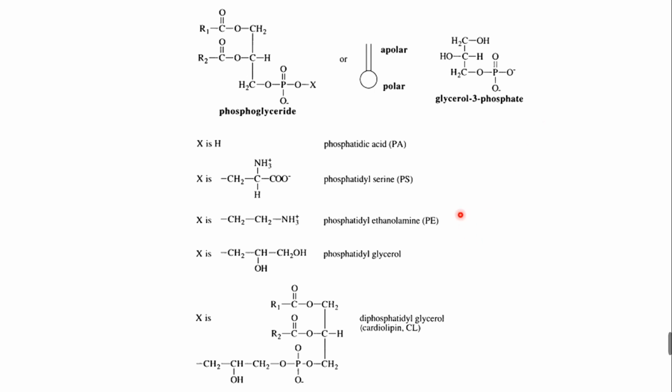Just have a look. We have so many different types of phospholipids: phosphatidyl serine, phosphatidyl ethanolamine, phosphatidyl glycerol, and cardiolipin. And the basic fragment is phosphatidic acid. This is phosphatidic acid, and in the place of X, if it is hydrogen, that is phosphatidic acid. So this is a phosphoglyceride, which means the phospho and the glycerol moiety.